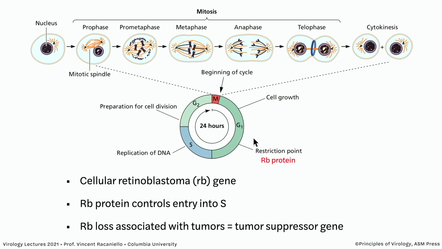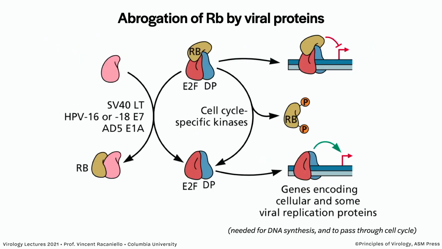And the reason is because it keeps cells from dividing forever. And that's what leads to cancers. When cells start to divide forever uncontrolled, then they become cancerous by mechanisms which we'll talk about in a couple of lectures. All right, so what does this have to do with viruses?